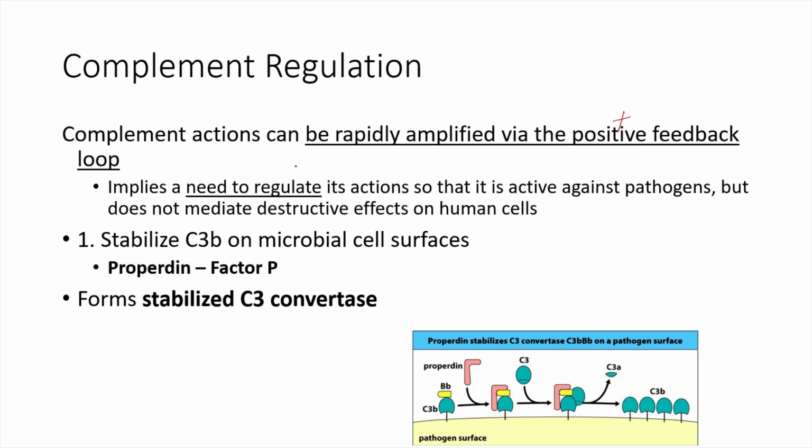All right, so there are several things that you can put in place to regulate the system. First of all is this factor P, properdin. I would use this term on exam, factor P, I mean. So this factor P, like this picture shows you here, goes into the C3 convertase and stabilizes the structure, so it makes it more regulated, generating more C3b rather than just going and going and going without checking.